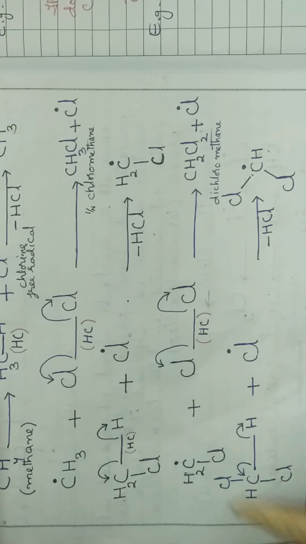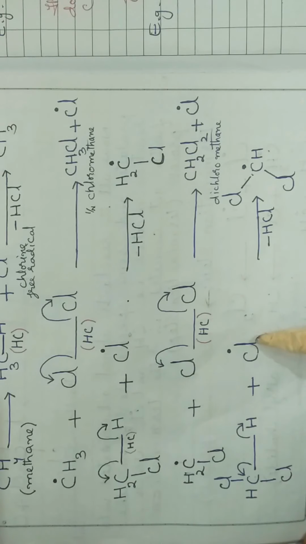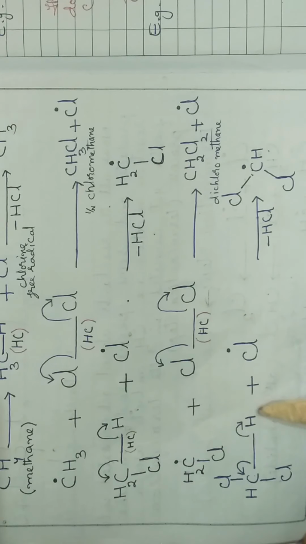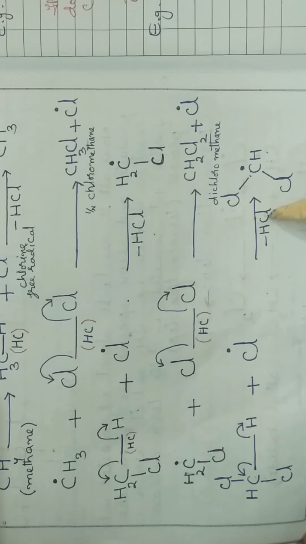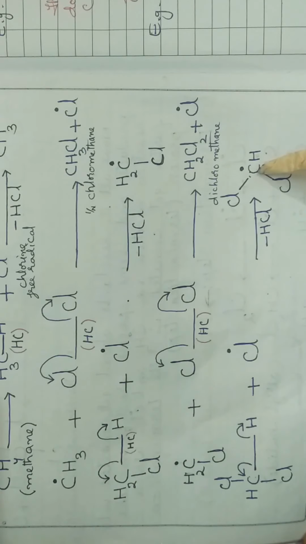In CH2Cl2, you can see the C-H bond which undergoes homolytic cleavage. Here is the chlorine free radical that combines with this unstable hydrogen free radical and forms HCl, and leads to the formation of the CHCl2 free radical. Here you can see the CHCl2 free radical.